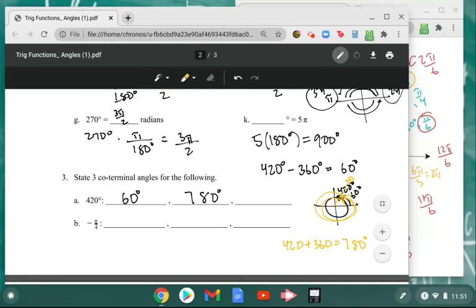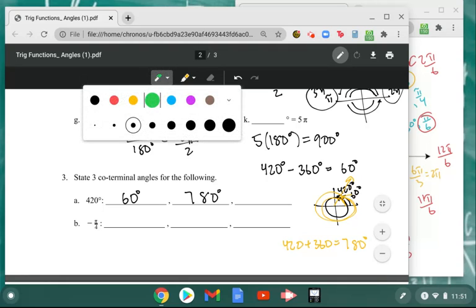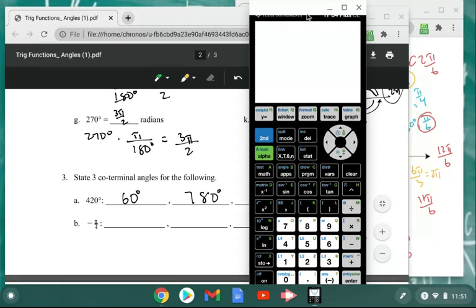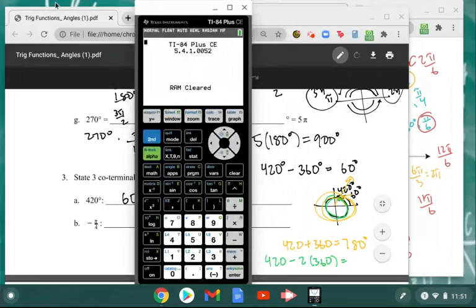I could also subtract 2 rotations, right? I'm just adding and subtracting multiple rotations to get to where I want to go. So if I wanted to, I could also work backwards. I could take that 420 and subtract out 2 full rotations. So another way to do it would be 420 minus 2 full rotations. You can add and subtract as many rotations as you want to come up with a coterminal angle.